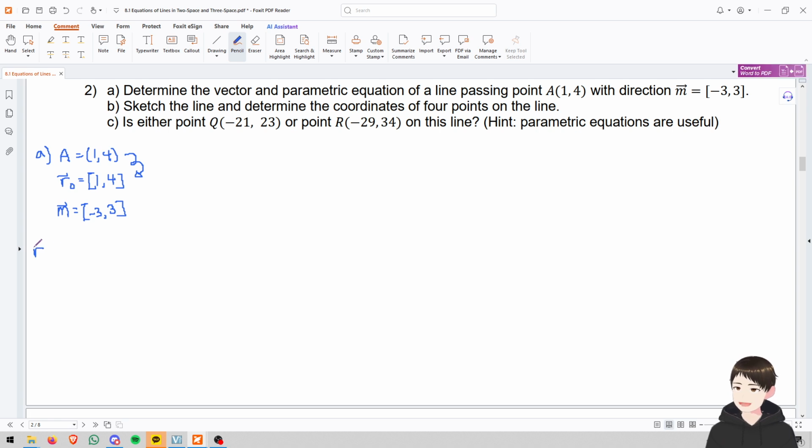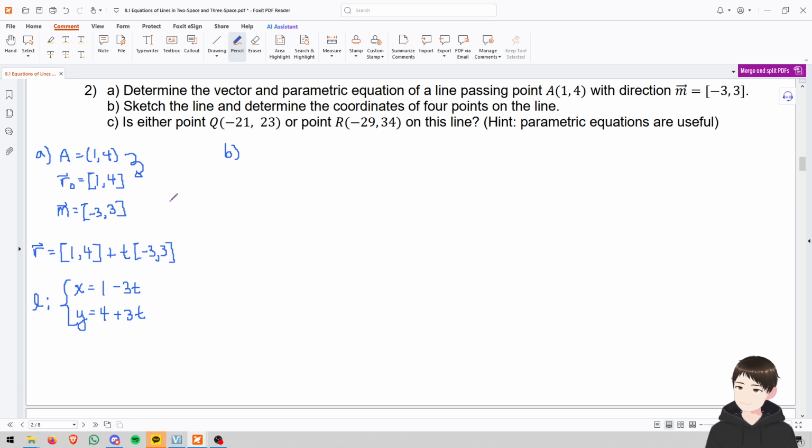I will write my vector equation as I get to the line and I move along the line. There it is. The parametric equation, I break it down into x and y. So the x position of my line would be defined as 1 minus 3t, and the y position of my line would be defined as 4 plus 3t. There is your parametric.